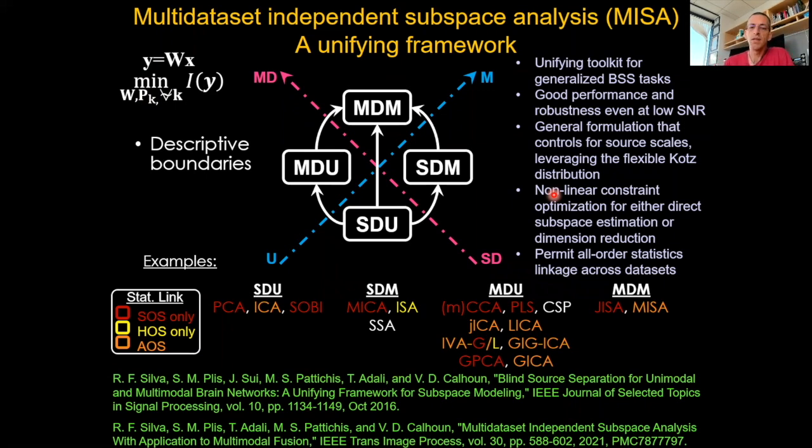In the context of MISA, you can implement, for example, multi-data set, multi-dimensional sources. And this allows us then to implement any of the other models, single data set and unidimensional as well. So we can implement all of these models below and more, including ICA, joint ICA, canonical correlation analysis, linked ICA, partial least squares, etc.